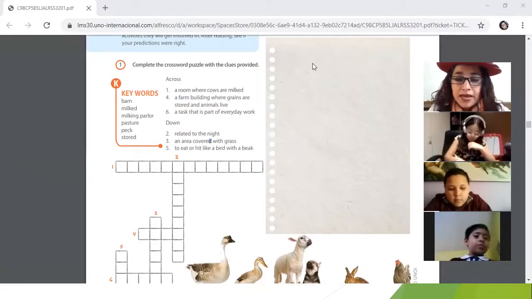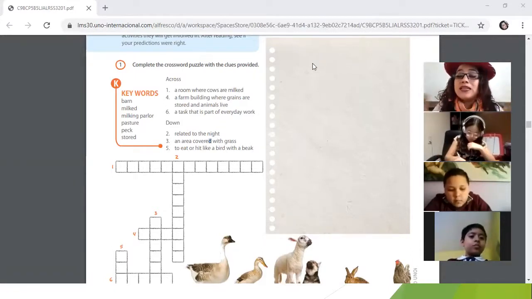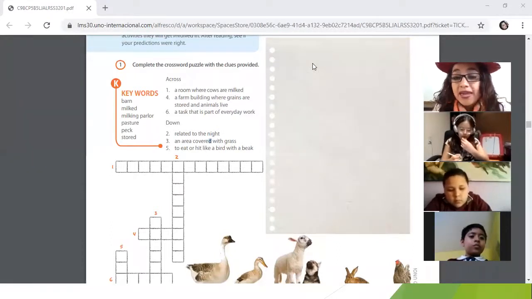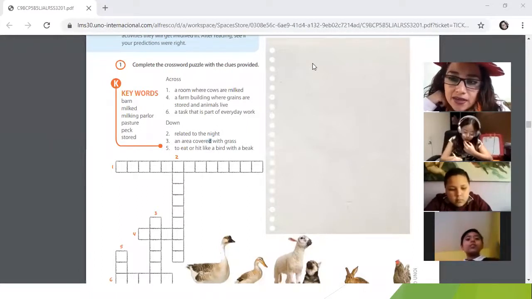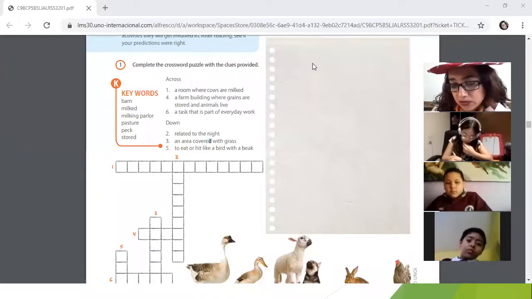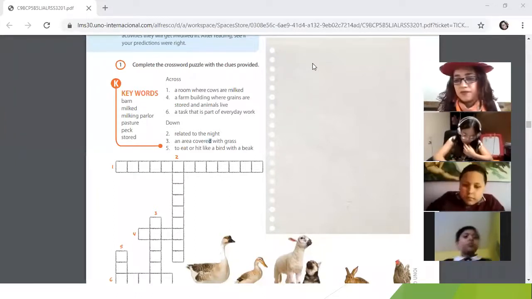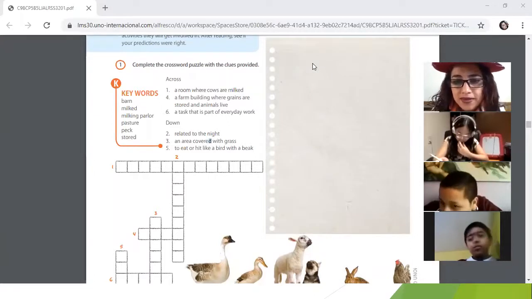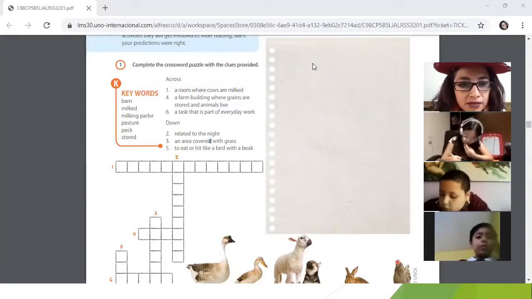Number three, an area covered with grass. What is that? Excellent, Kevin. Can you write it in the chat box? Super good, Kevin. Pasture. Excellent.